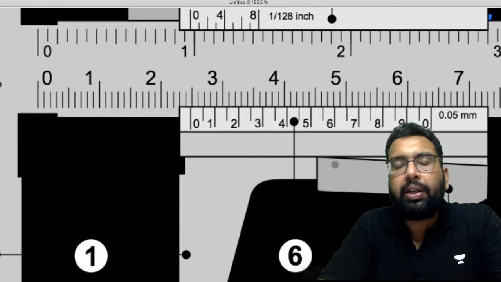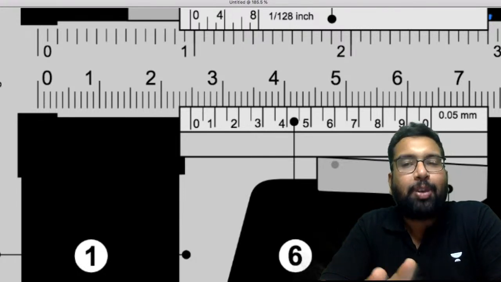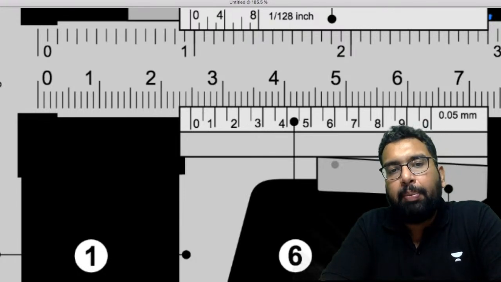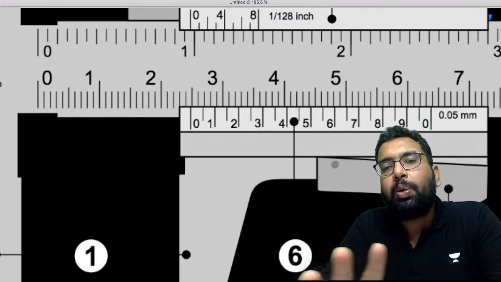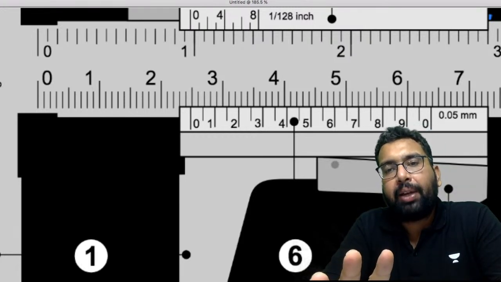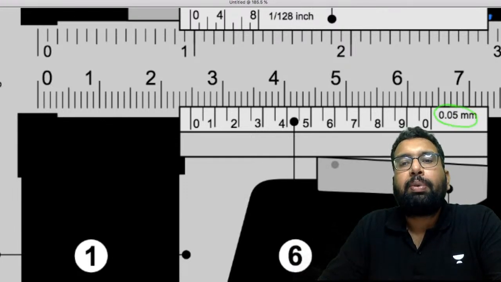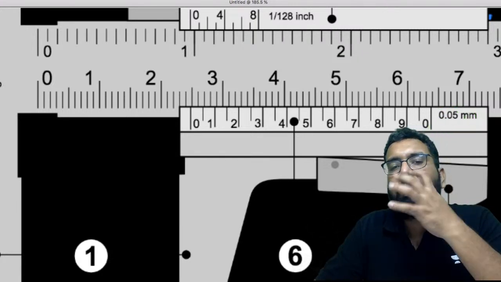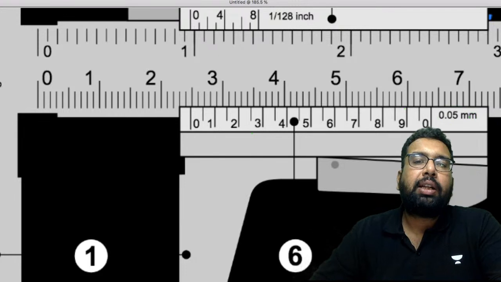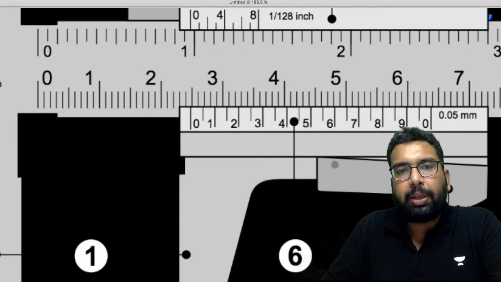Here, don't look at the Vernier scale divisions. There are different ways of representing this. This is not incorrect. You might be thinking, sir, here we can see that the Vernier scale division is greater than the main scale division. Don't think like that. See, it is written 0.05 mm. They have given you that each is 0.05 mm. Just try to see what I am trying to show you.